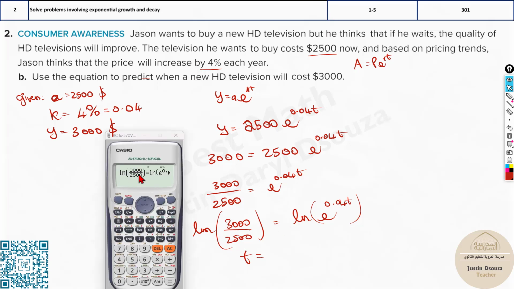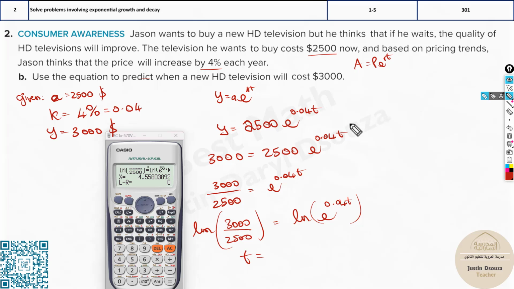I have already substituted, because we substituted the same thing in the previous question, the first question, as well. So here we have 3000, 2500, ln 0.04, and t is alpha x. Alpha is over here, this is the symbol, and x is over here. When you press that, you'll get the variable x. Shift and solve, and then press equal to.